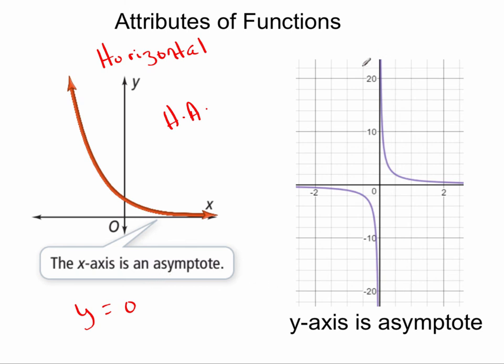A vertical asymptote is a line, in this case, the line x equals 0, where the curve cannot cross at all. In this, as we see, as we approach x equals 0 from the left, it becomes infinitely unbounded in the negative direction. As we approach it from the right, it shoots back off to positive infinity. So you're going to have vertical asymptotes when you have these undefined points.